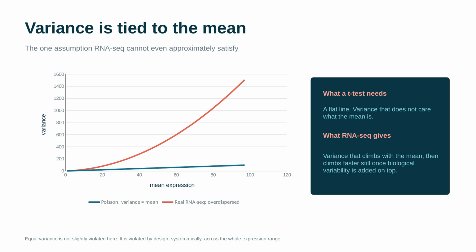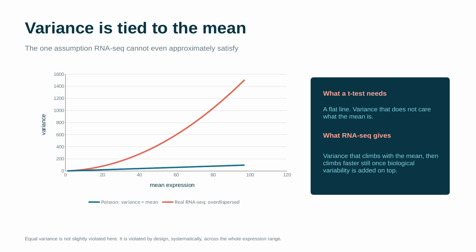For a Poisson process, the variance equals the mean. Count more, scatter more, automatically. Biological RNA sequencing is more variable still, overdispersed relative to Poisson, because on top of the sampling noise there is genuine heterogeneity between samples. That is overdispersion, and it is why the negative binomial exists.